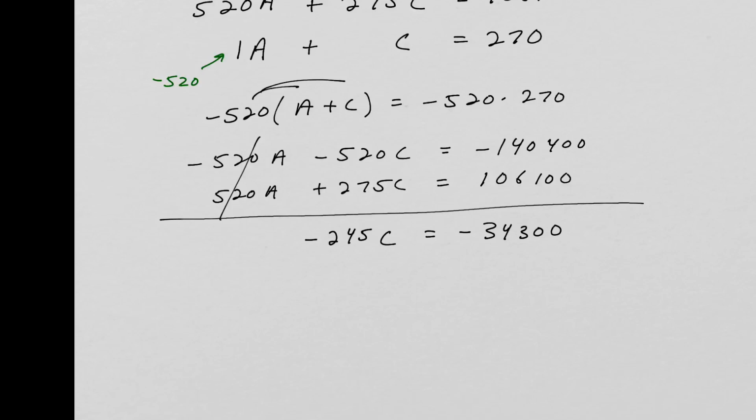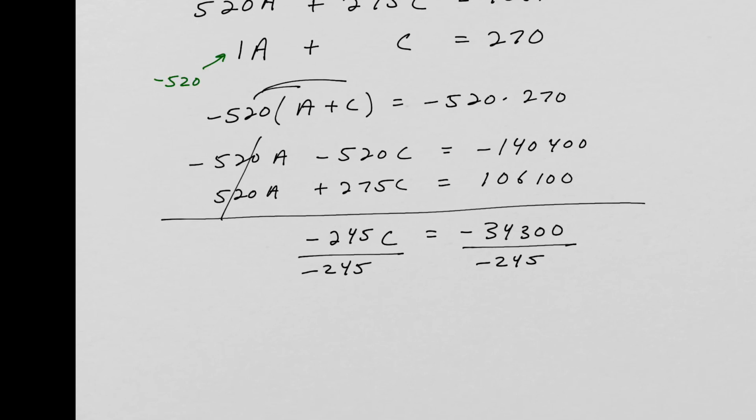Okay, so to solve for C, I'll divide both sides now by negative 245. And I get C is equal to, turns out to be 140. So I know that, remember, C is the number of children, so there's 140 children that attended.